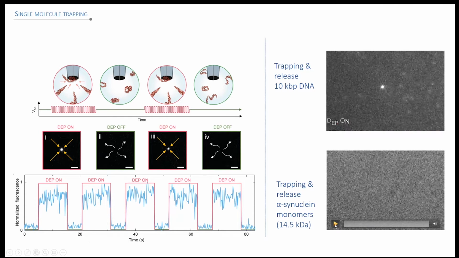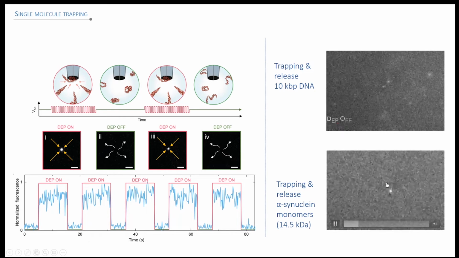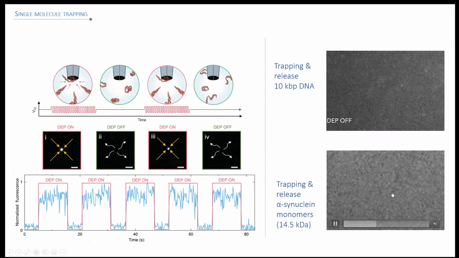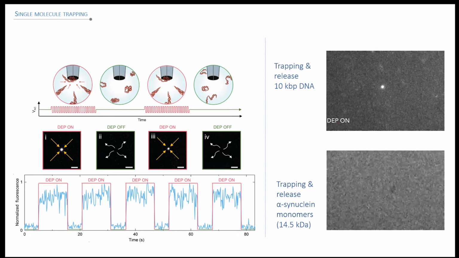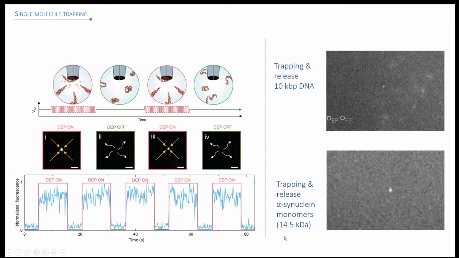In the same way, we can trap alpha-synuclein monomers. Here you can see the solution contains fluorescently labeled alpha-synuclein monomers that will start accumulating at the tweezer tip when we turn on the dielectrophoretic field, and they diffuse away when we switch off the dielectrophoretic field.